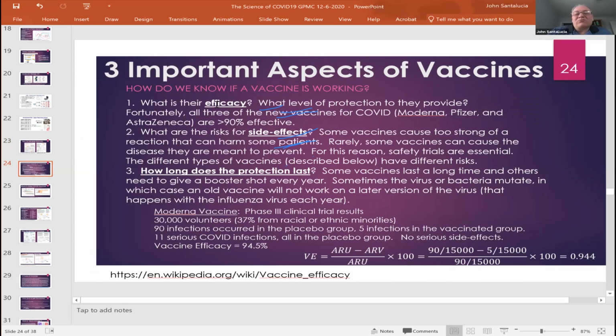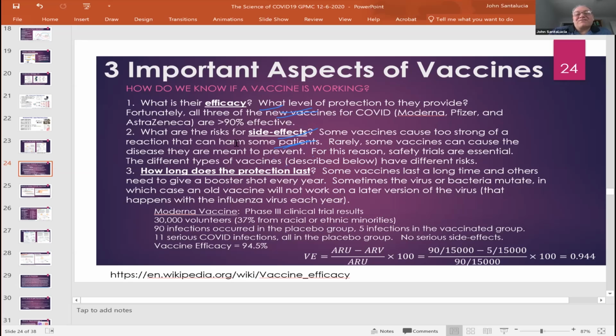So efficacy is how effective the vaccine is. In the case of the Moderna vaccine, which I'll be showing in one moment, it is about 94% effective. That means that 94% of people who get vaccinated will be protected from being infected. That is a really excellent level of protection.